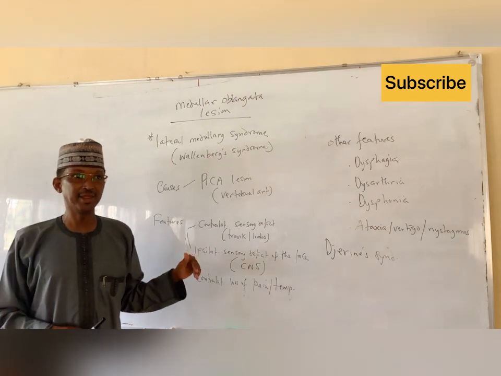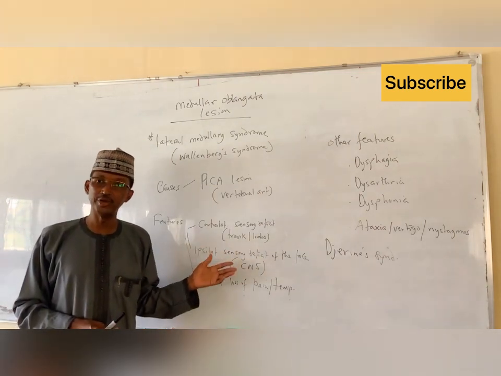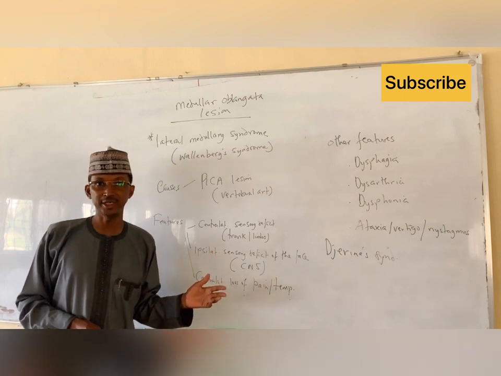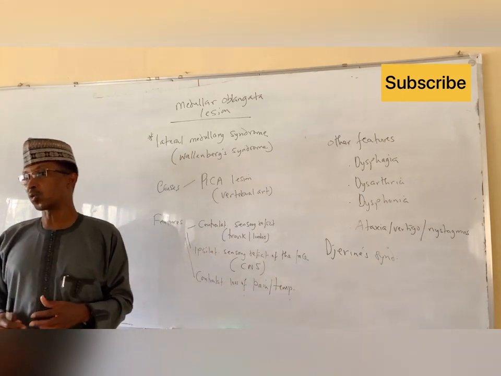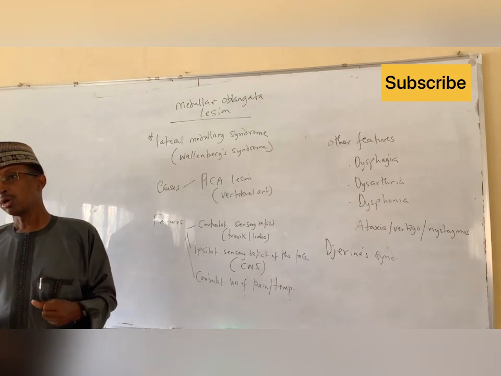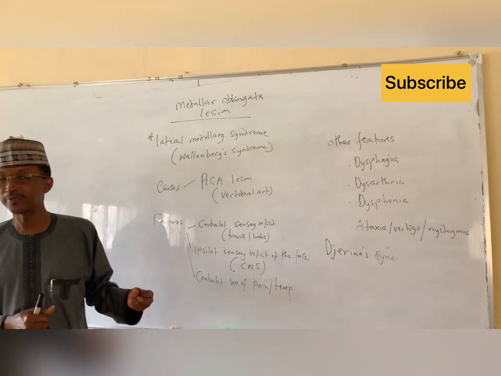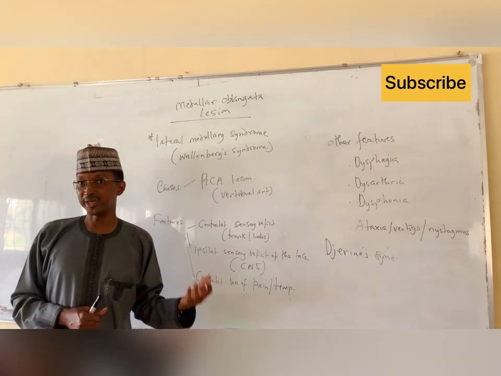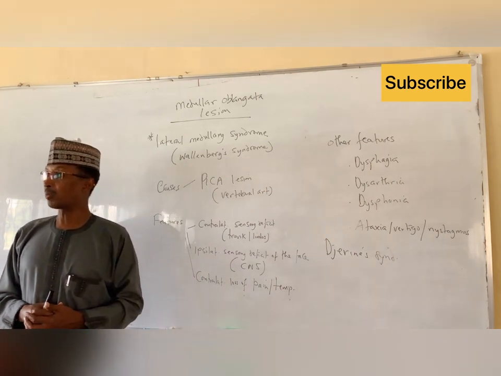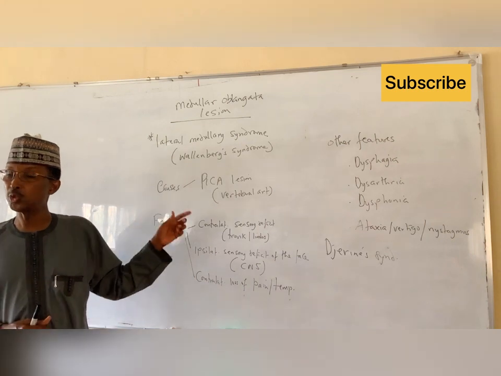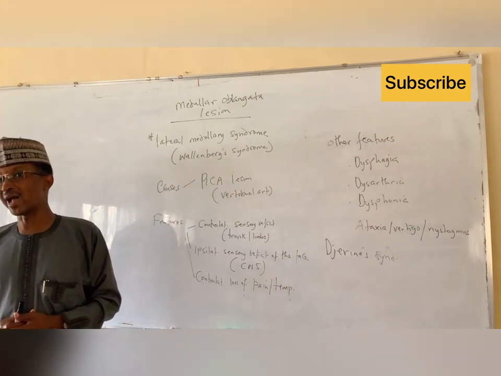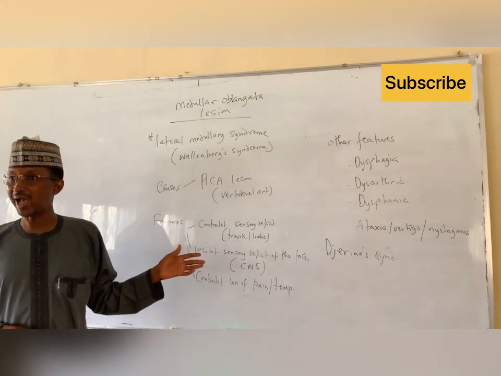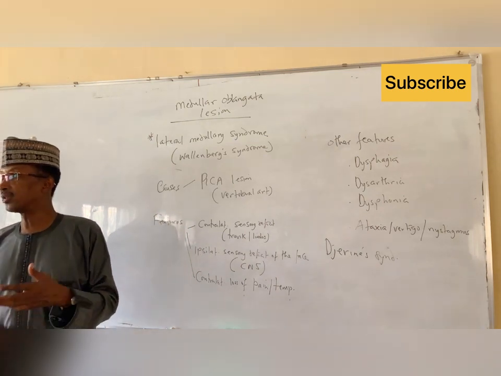If you can remember, in the other video, the medial medullary syndrome, as I said, is caused by occlusion or blockage of the anterior spinal artery. So this one is also related to the blockage of one artery, what we call PICA. That means posterior inferior cerebellar artery. If you remember, the posterior inferior cerebellar artery is a branch of the vertebral artery.